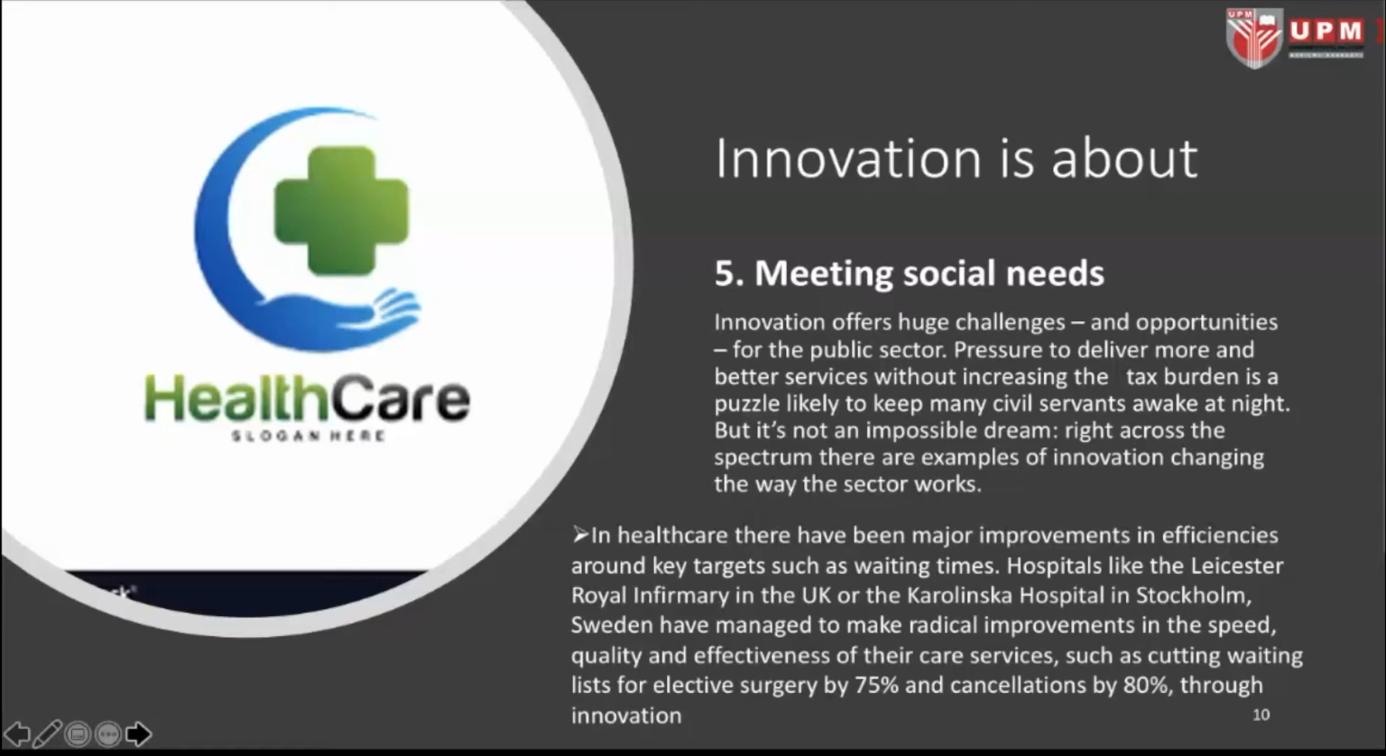Okay, so in healthcare, there have been major improvements in efficiencies around key targets such as waiting time. Many more, especially the private hospitals, try to improve the waiting times compared to the government hospitals. Of course, government hospitals also try their very best to improve their waiting time. And hospitals like Leicester Royal Infirmary in the UK or the Karolinska Hospital in Stockholm, Sweden have managed to make radical improvements in the speed, quality, as well as effectiveness of their care services, such as cutting waiting lists for elective surgery by 75%. This is huge. And cancellations by 80% through innovation.